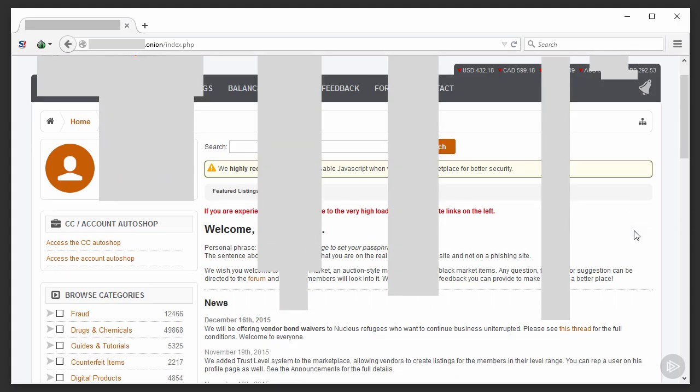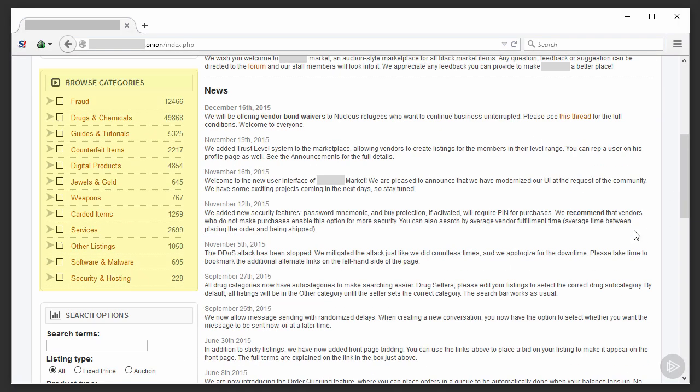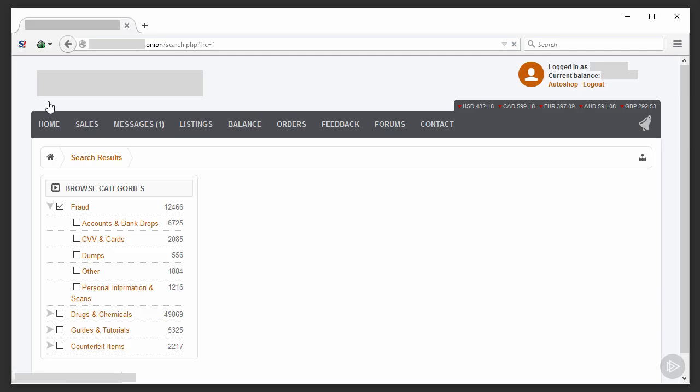If we scroll down a little, we can see the categories of goods that are traded on the site. Drugs, counterfeit items, weapons. This is an underground black market, and it's very easily accessible. Accessing a Tor hidden service is as simple as downloading the Tor browser bundle and going to the URL. Now, what I'm particularly interested in showing you here is what's available within the fraud category.